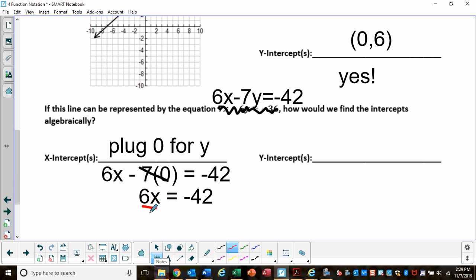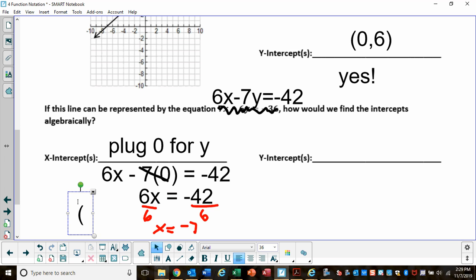So divide by 6, divide by 6. I get x equals negative 7. So my x-intercept, I'm going to write it over here, is negative 7, comma 0. Just like what I got graphically. This is my final answer.